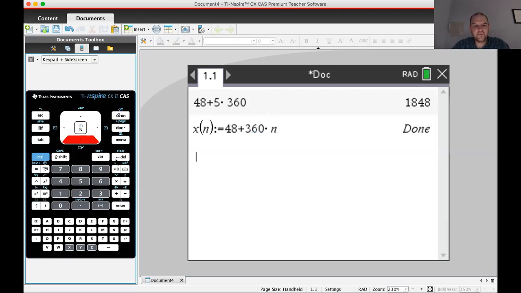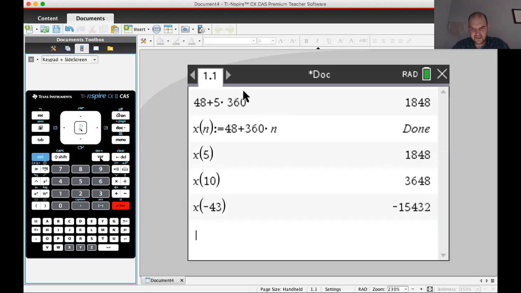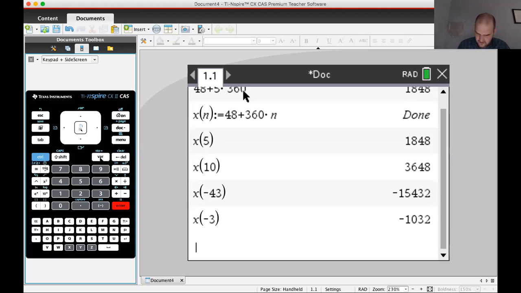So now what I can do is I can press the var key and I'll do x of 5, right? So n is 5, so I should get the same answer, and I do. If I do x of 10, so it's start at 48 and do 10 times 360, I get 3648. I need to know that clockwise is a negative rotation, so I'm going to do minus 43 times 360. I get negative 15,432 degrees. That's very negative. And then 3 times clockwise, so x of negative 3. I get negative 1032. So that's what I got.